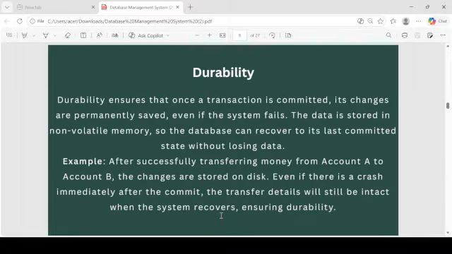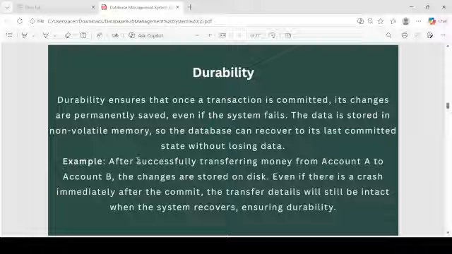The next topic will be durability. Durability ensures that once a transaction is committed, its changes are permanently saved. If money is transferred from one account to another and this happens successfully, then the change is permanently saved. Even if the system fails, the data is stored in non-volatile memory, so the database can recover to its last committed state without losing data. So this is known as durability.